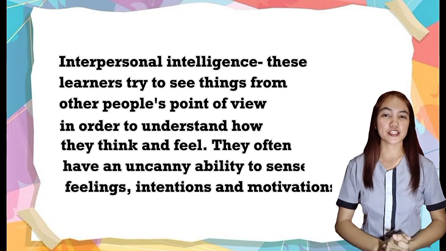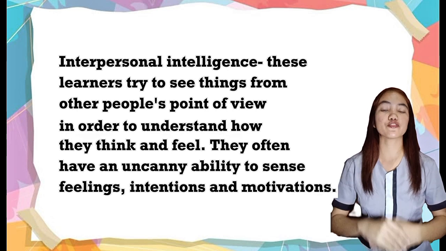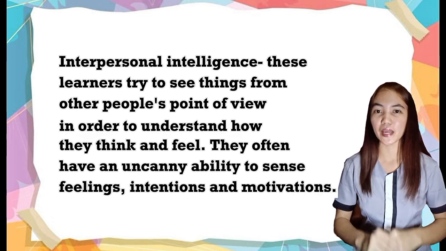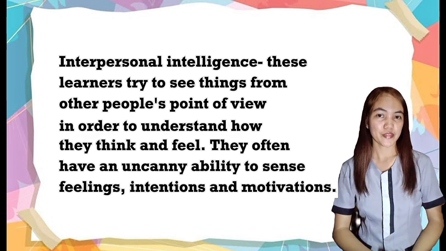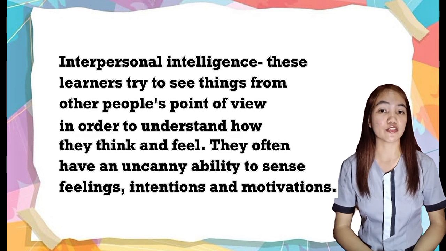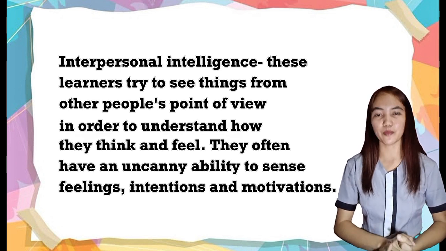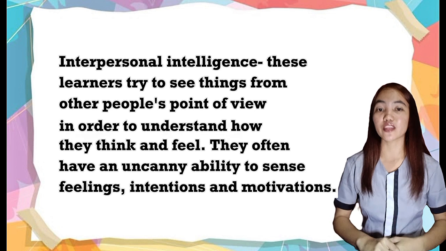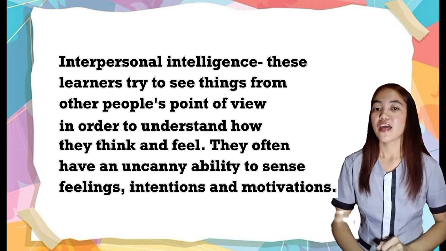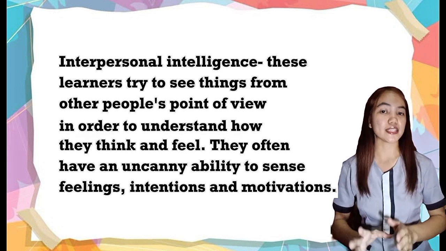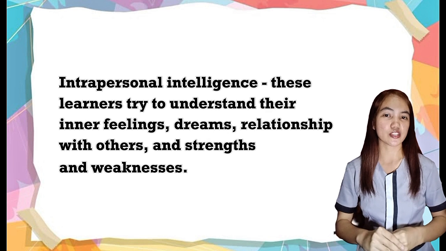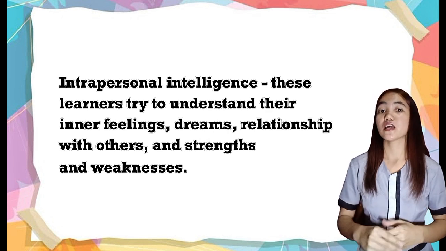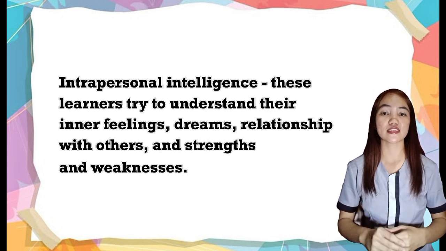Next, we have the interpersonal intelligence. These learners try to see things from other people's perspective or point of view in order to understand how they think and feel. They often have an uncanny ability to sense feelings, intentions, and motivations. They are great organizers. Generally, they try to maintain peace in group settings and encourage cooperation. The next one is intrapersonal intelligence. These learners try to understand their inner feelings, dreams, relationship with others, and strengths and weaknesses.